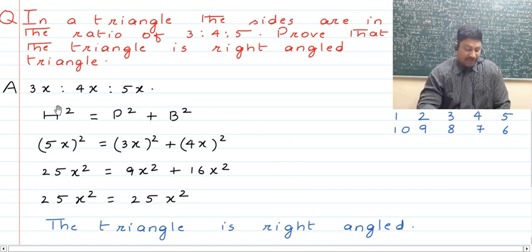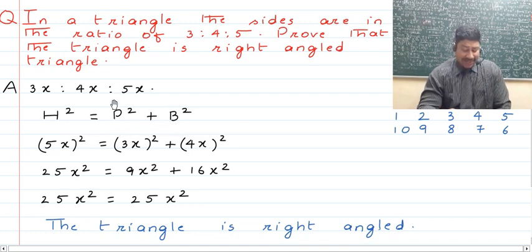So here we have considered x to be the common ratio, right? As such, the sides now will become 3x, 4x and 5x. So as the hypotenuse squared is equal to the sum of the squares of the other two sides, one being the perpendicular and the other being the base, that's why h square will become equal to p square plus b square.